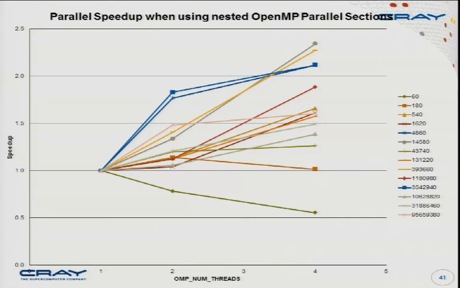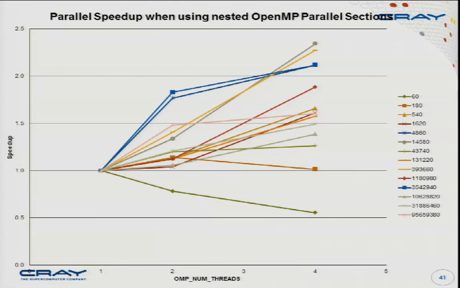And I plot this. Now, this data is old, but it's still relevant because really the point is that for some things, it really didn't work out. They were just too small. But even a lot of them, as I went to 2 threads, I didn't get a very good speedup.